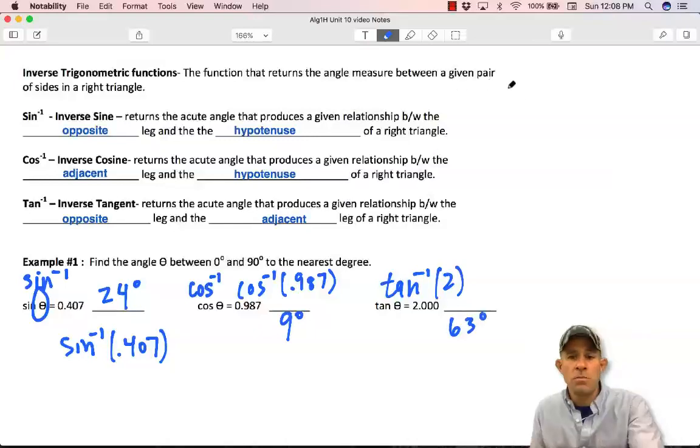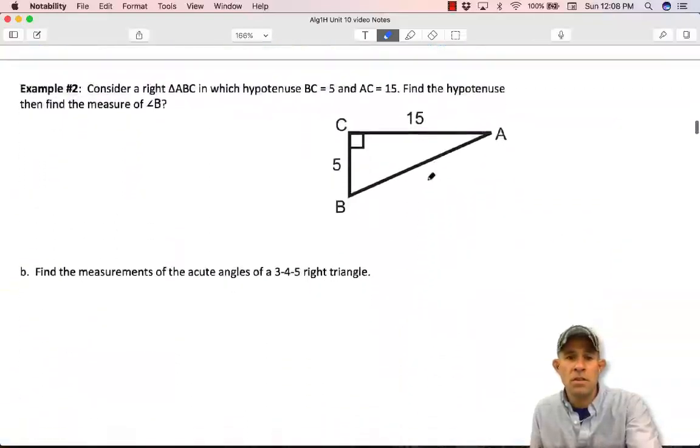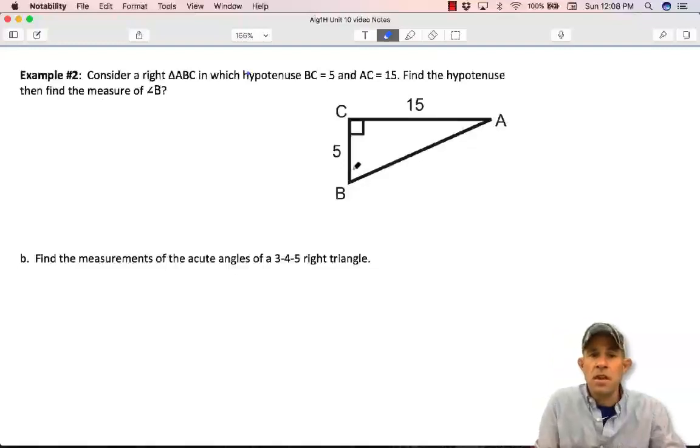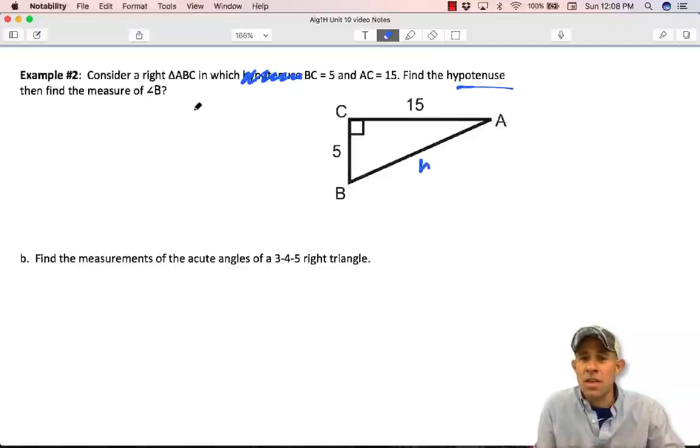Okay, so let's jump into some practical examples here. It says consider the right triangle ABC. We'll cross off that word hypotenuse, in which BC is 5, AC is 15. Find the hypotenuse, which is AB, and then find the measure of angle B.